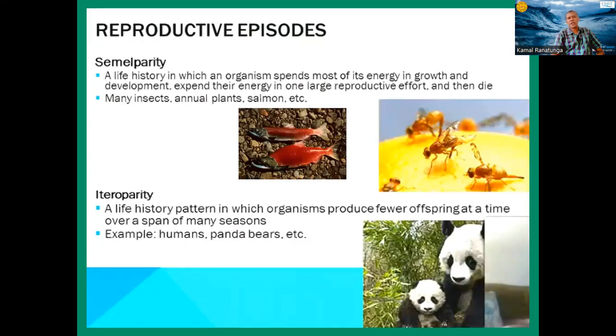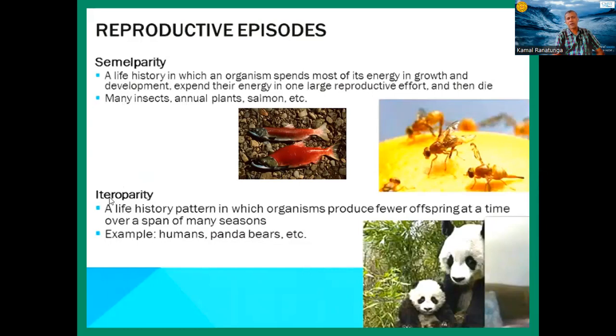Many insects you might have seen that when they get to their reproductive stage, they will come out and lay eggs or produce their offspring, and the adults will die thereafter, right? So this is very common in some insects and in fish, the very famous salmon, they have one reproductive event, right? The salmon fish, and that kind of reproductive episode we call semelparity, right? So they have one single reproductive event throughout their life.